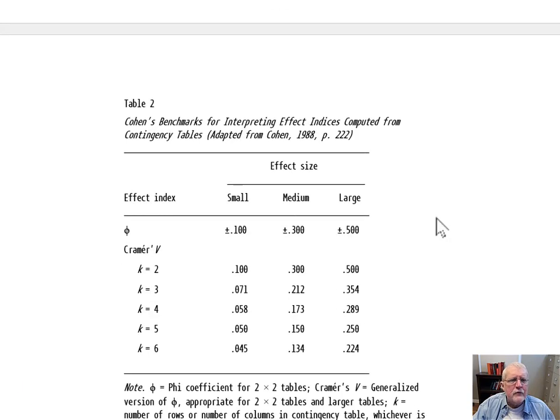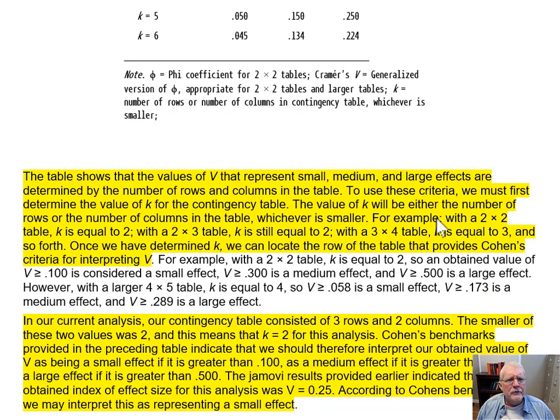I'm on page 34, halfway down page 34. The table shows that the values of V that represent small, medium, and large effects are determined by the number of rows and columns in the table. To use these criteria, we must first determine the value of k, that's lowercase k, for a contingency table. The value of k will either be the number of rows or the number of columns in the table, whichever is smaller. For example, with a 2x2 table, k is equal to 2. With a 2x3 table, k is still equal to 2. With a 3x4 table, k is now equal to 3, and so forth.